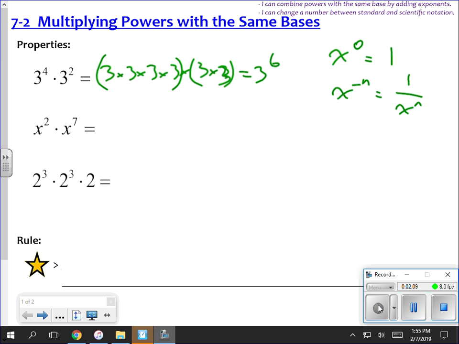What is the relationship between 4 and 2 and 6? You add them. So if I could do the same thing here, I could write x squared times x to the 7th. I'd have 2 x's for this and 7 x's for that. How many x's would I have all together for multiplying? I would have 9 x's. This is x to the 9th.